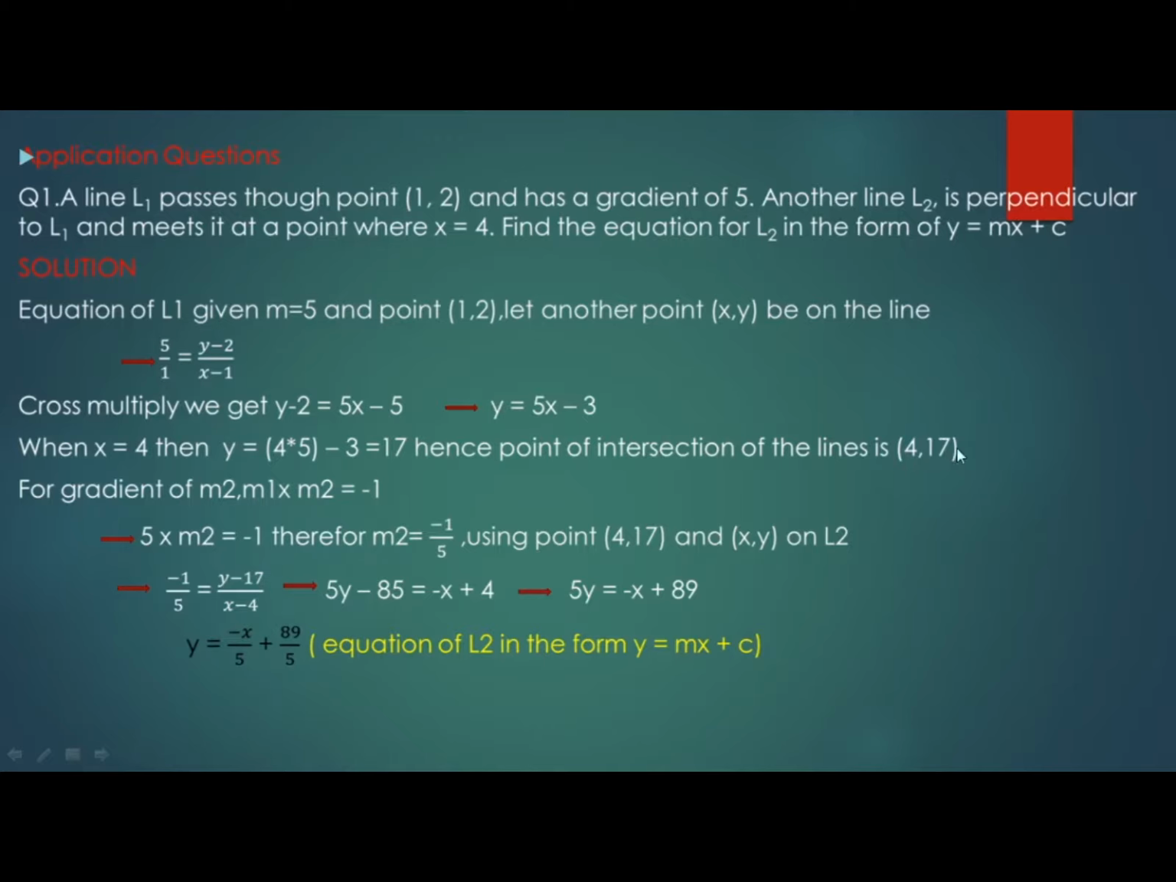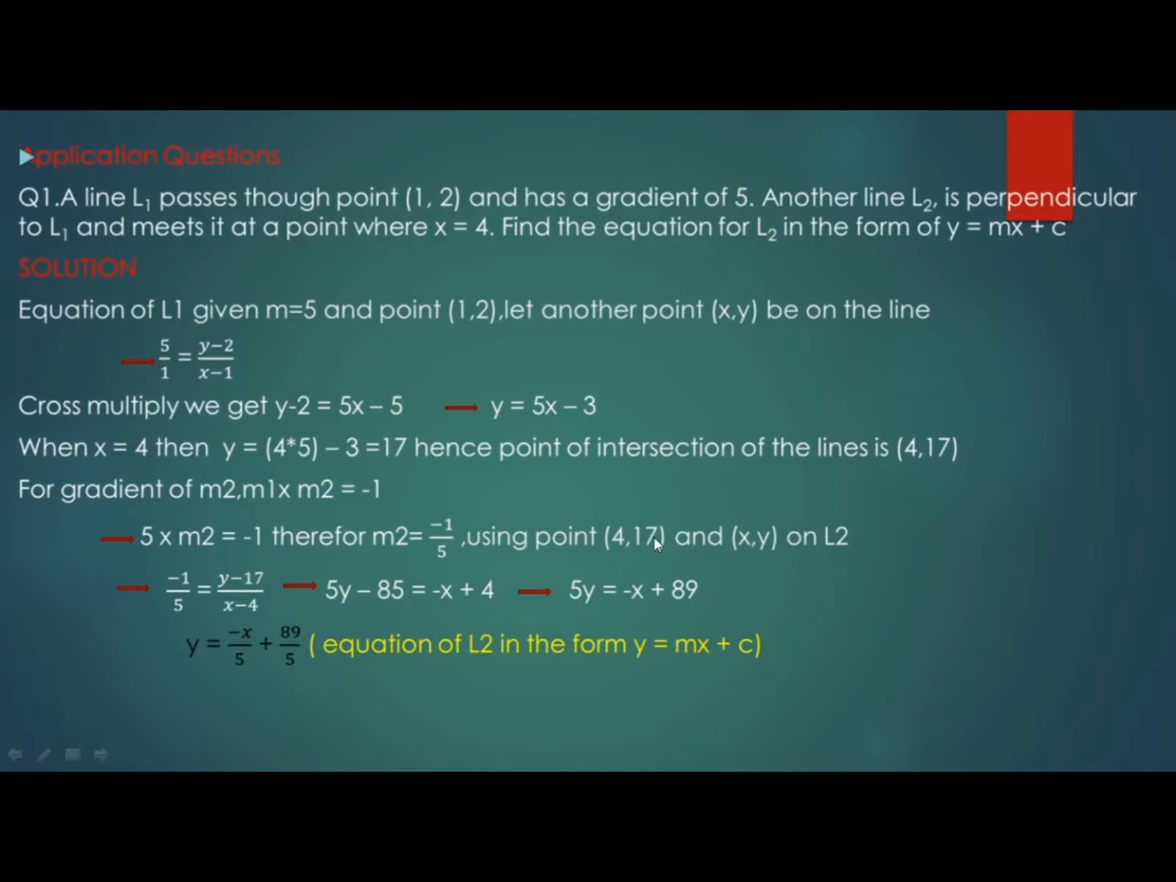And this is the point that we can use to find the equation of the perpendicular line, which is L2. We know m1 times m2 is -1, and therefore 5 times m2 equals -1. If you divide by 5, m2 will be equal to -1 over 5. So we use the point 4, 17 that we are given, and we let another point x, y be on that line L2.